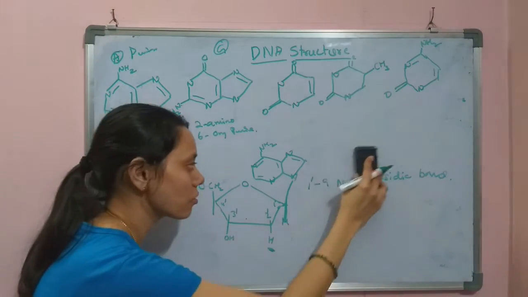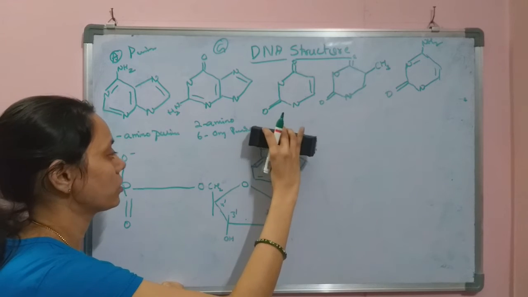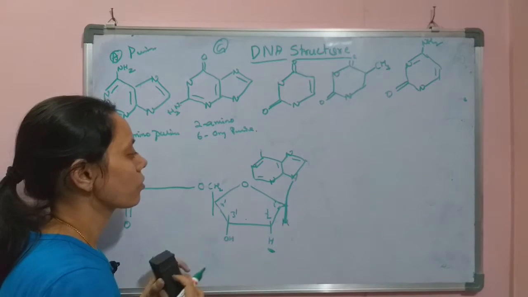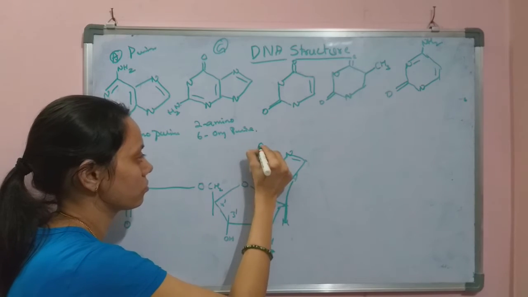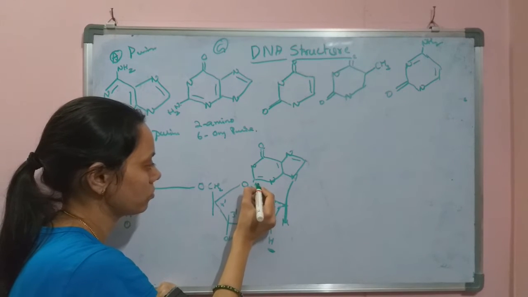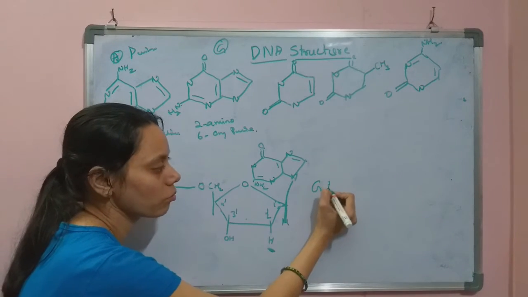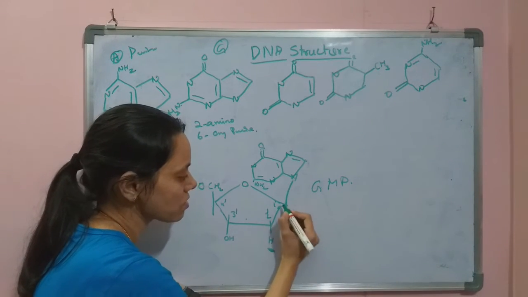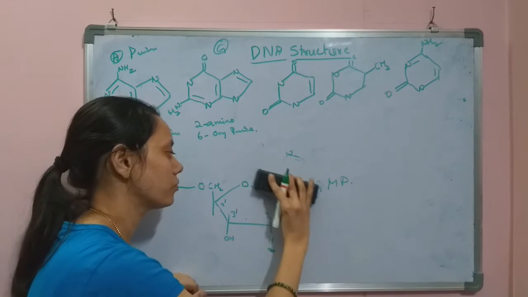Now instead of adenosine, let us draw a guanosine. Both are purines, so the structure is more or less similar. This is the guanine monophosphate. Here is the 1', 9 glycosidic bond.